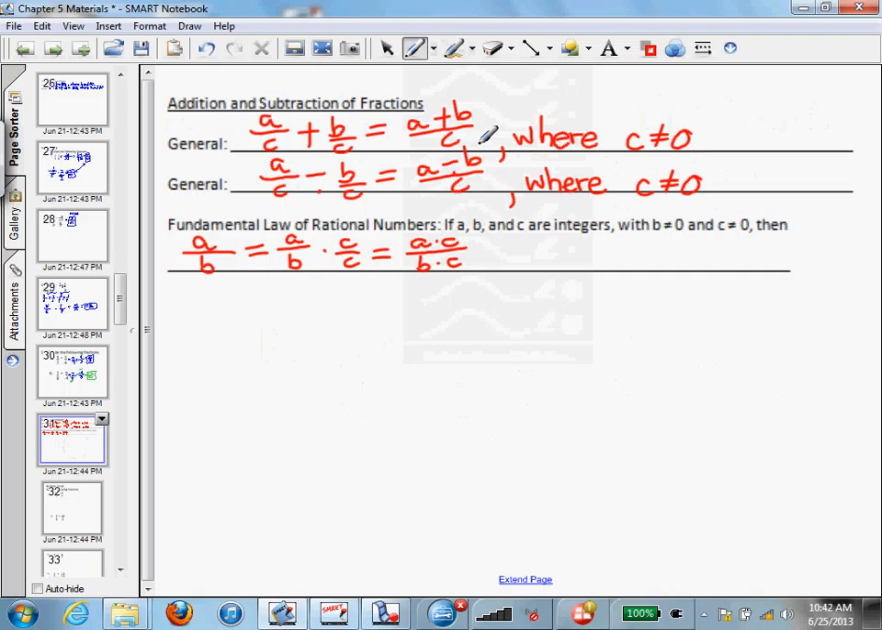Okay, now we're going to look at adding and subtracting fractions. If you notice, we have C's on the bottom, meaning that we have to have common denominators, and make sure C is not equal to 0, because that would make the answer undefined for both adding and subtracting. Also pay attention to the fundamental law of rational expressions. If A, B, and C are integers with B not equaling 0 and C not equaling 0, then A over B can be thought of as A over B times 1, written as a fraction of something over something.